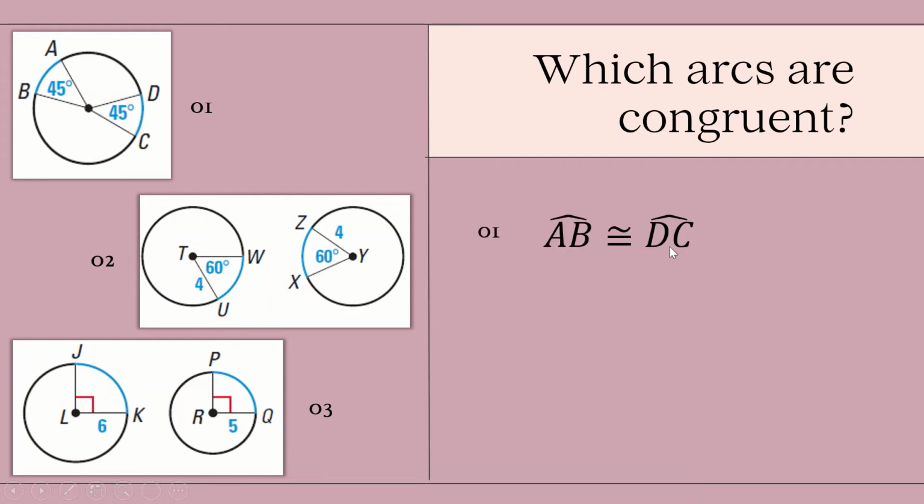So based dun sa definition natin, congruent arcs are arcs with the same measure. So arc AB measures 45 degrees and arc DC measures 45 degrees. So since they are both 45 degrees, they are congruent. Number 2, can we say that arc UW or WU is congruent to arc ZX?